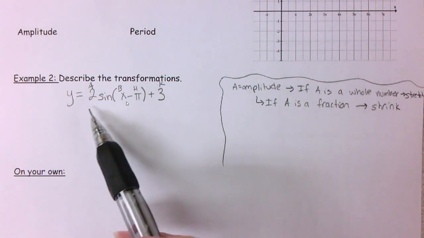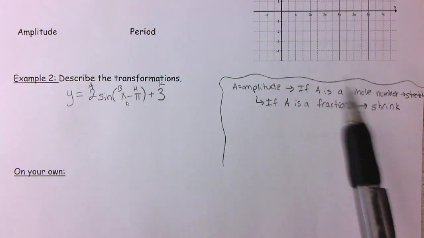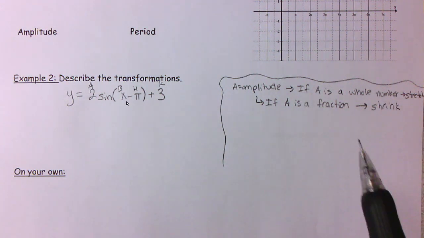So remember, 2 is our amplitude, so I go up 2 and down 2. But if we ever have like a half, I think we did that for one of the sine graphs in the beginning. It was squished down. We're only going up a half and down a half, so it kind of squishes it. So fractions shrink it, and then whole numbers will stretch it vertically.